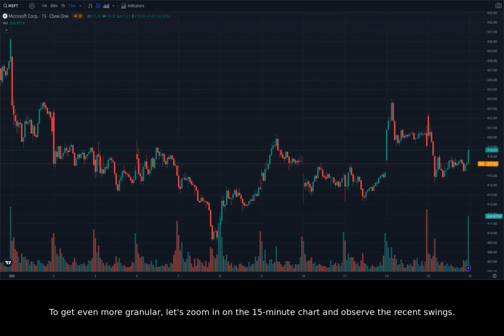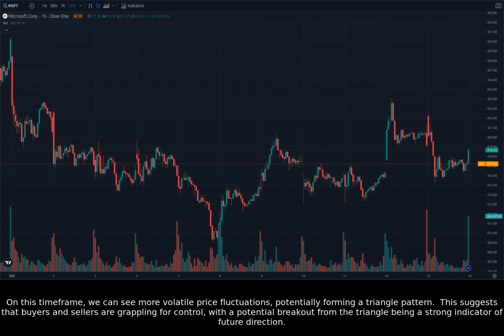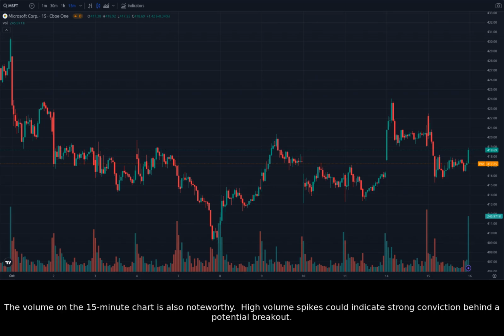To get even more granular, let's zoom in on the 15-minute chart and observe the recent swings. On this time frame, we can see more volatile price fluctuations, potentially forming a triangle pattern. This suggests that buyers and sellers are grappling for control, with a potential breakout from the triangle being a strong indicator of future direction. The volume on the 15-minute chart is also noteworthy. High volume spikes could indicate strong conviction behind a potential breakout.